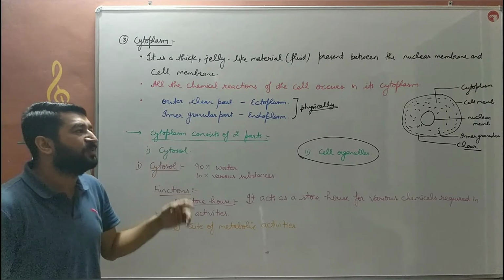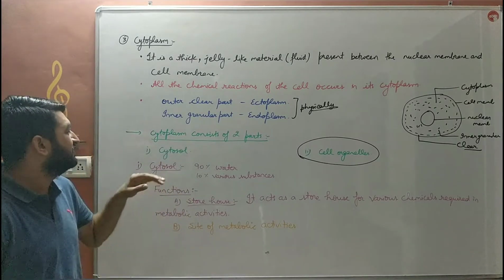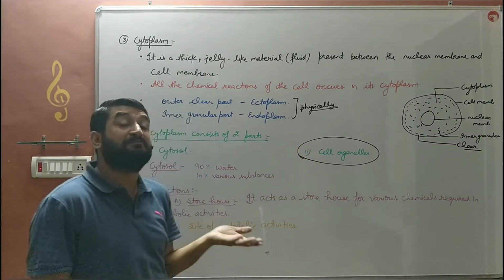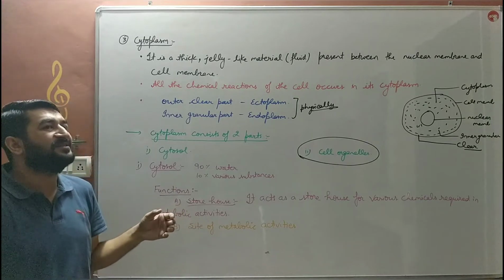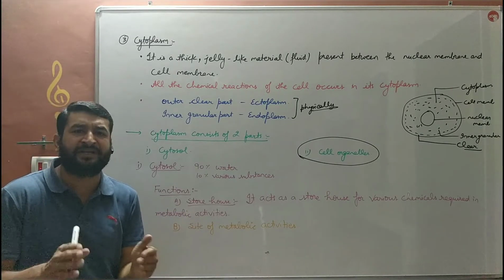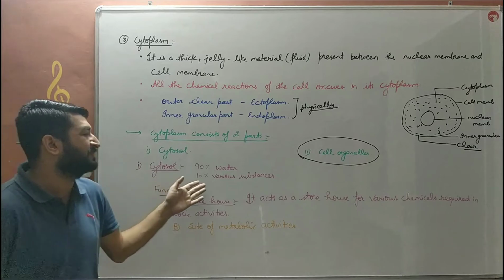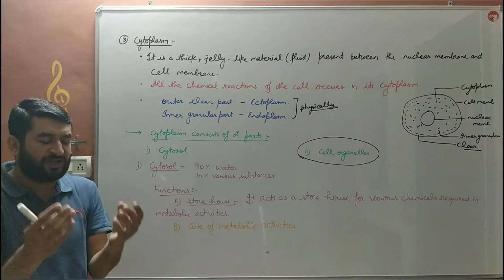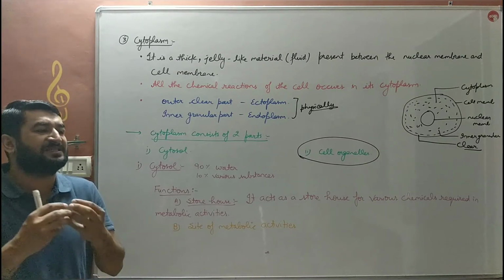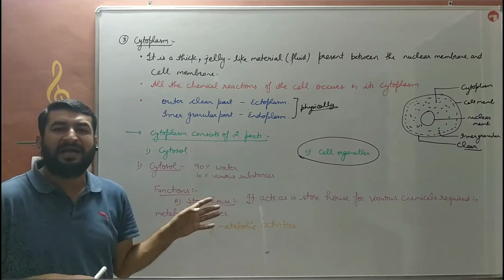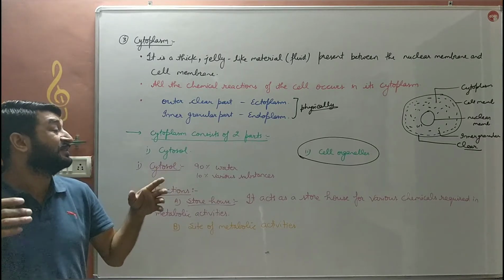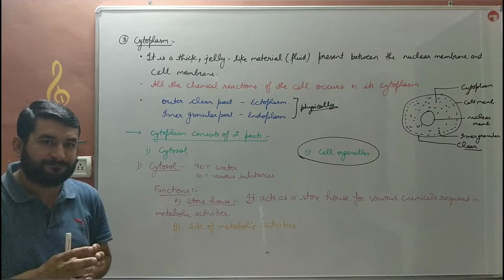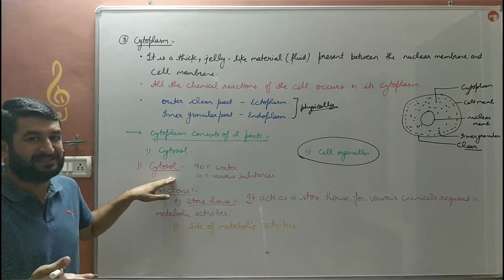Next, cytoplasm consists of two parts. One is cytosol and the other one is cell organelles. The cytosol is the basic ground substance which contains 90 to 92% water, and the rest 10% are various chemical substances dissolved in it. Various proteins, DNA molecules, and RNAs are present in it, and various vesicles too. Somehow they help in various kinds of activities inside the cell. So this is the cytosol, the base.